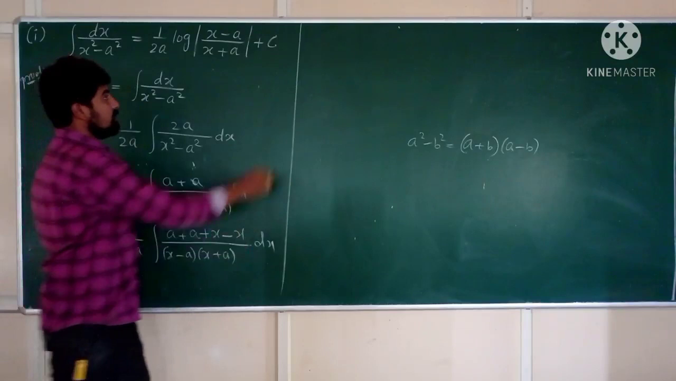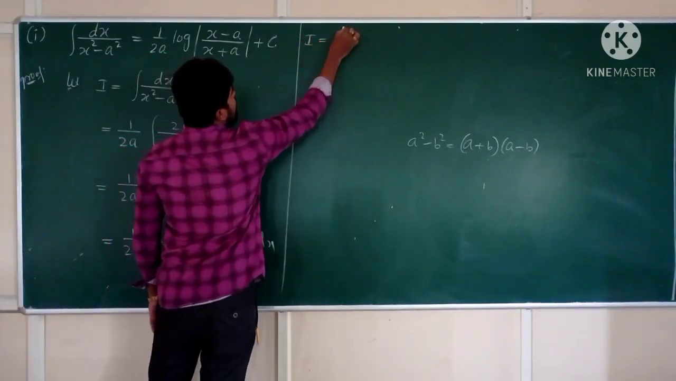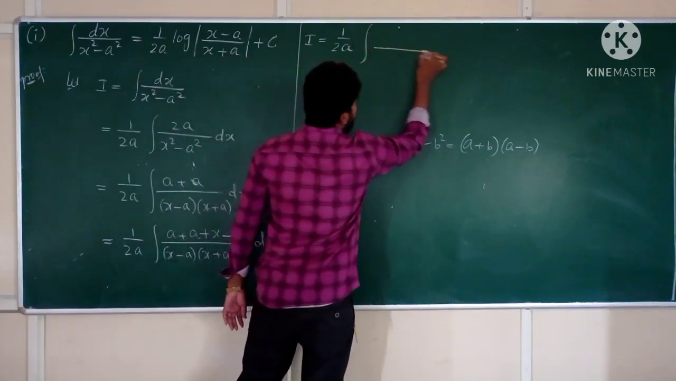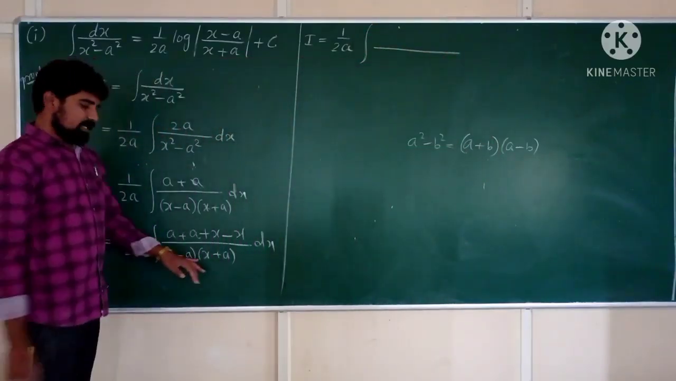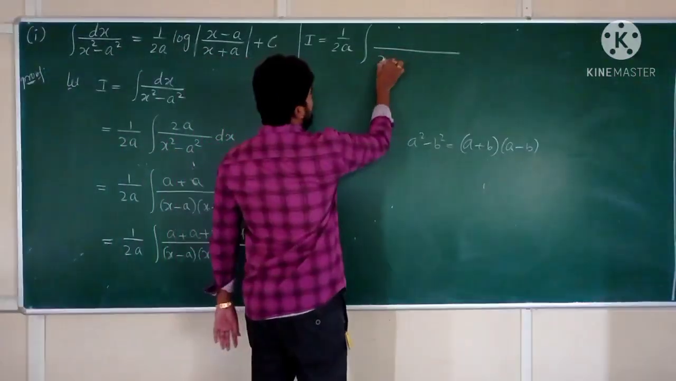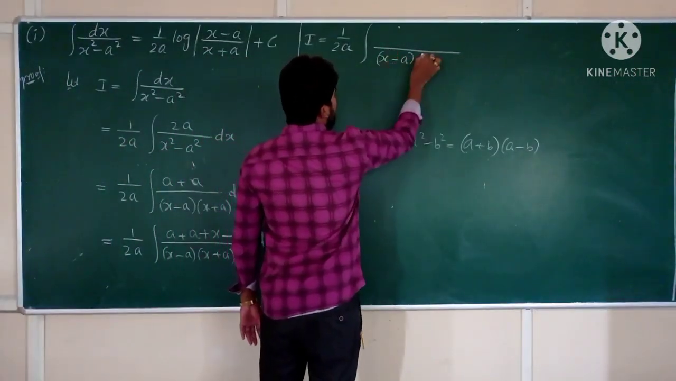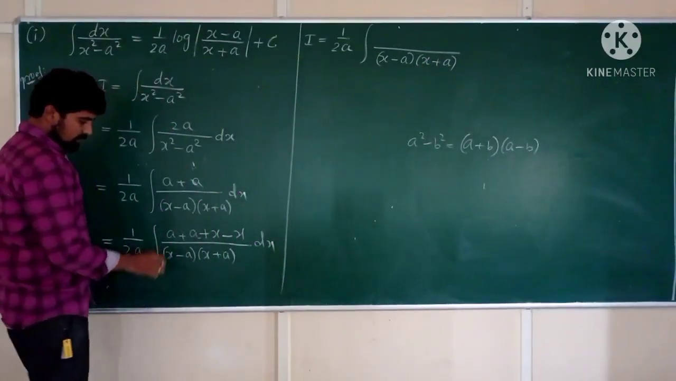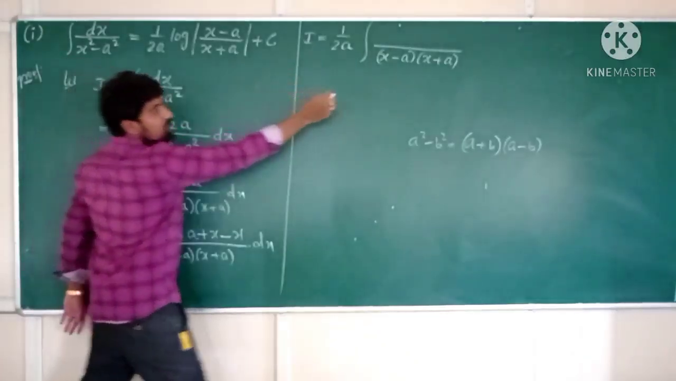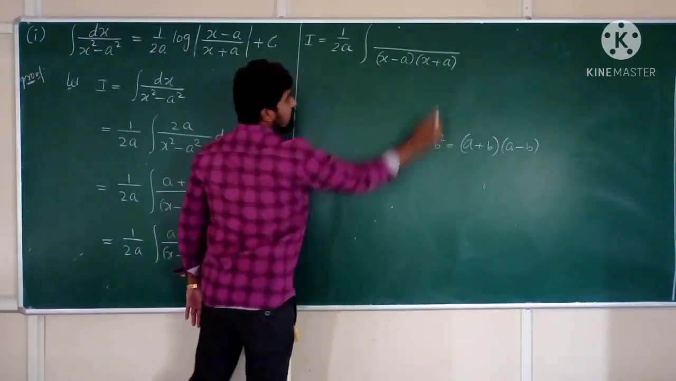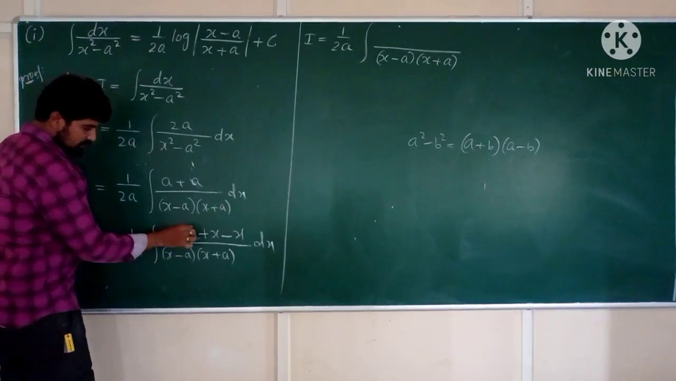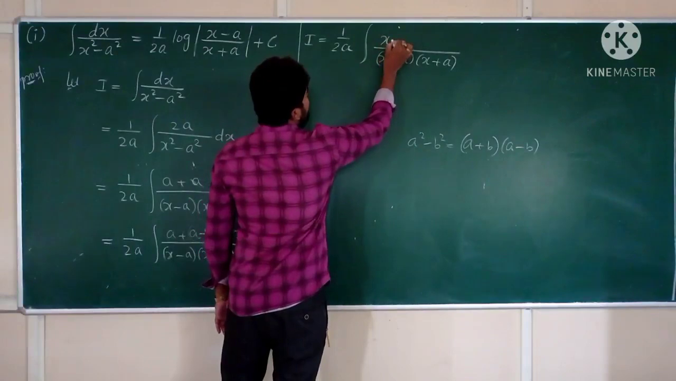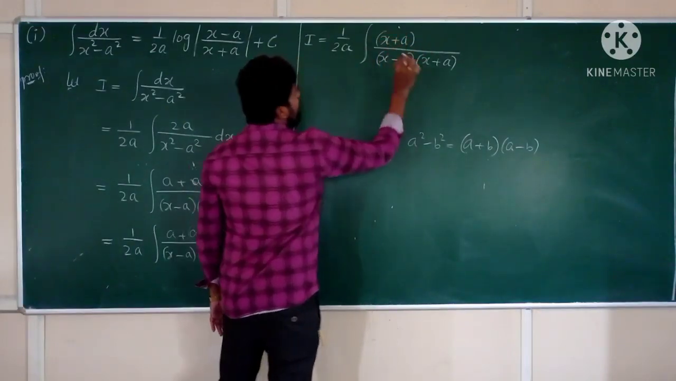Now, so I is equals to 1 by 2a integration of, the denominator quantity, x minus a into x plus a, x minus a into x plus a. Now in denominator there exist two factors, one is x minus a, other one is x plus a. So these two can be written as a plus x can be written as x plus a. I hope all of you understand it.